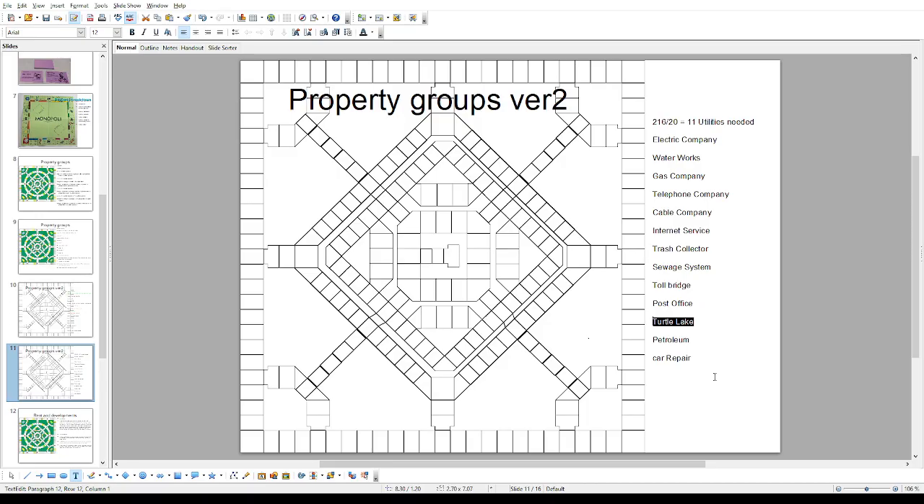Why does that count as a utility? I have no idea. So I'm going to get rid of it. Okay, so we are now down to 12. Need to X out one of these. Honestly, I think I'll X out the toll bridge one.